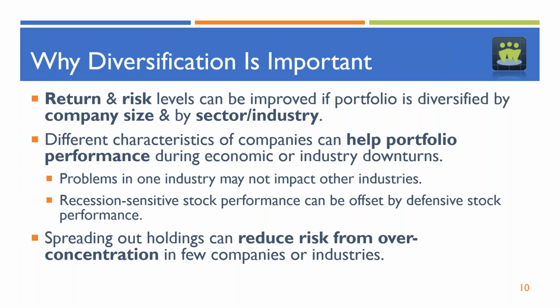The reason that we hold many stocks is that problems in one industry may not impact other industries. And during a recession, those sensitive stocks might see their performance deteriorate, but if you're holding defensive stocks, that will offset some of the downturn that you might experience from those economically sensitive holdings. So spreading out your holdings can reduce the risk that also comes from over-concentration in a few companies or industries.